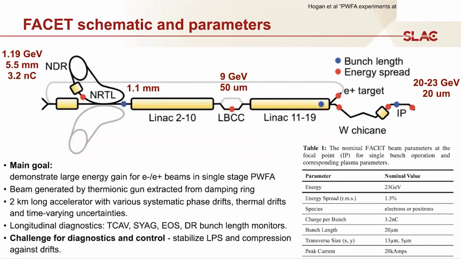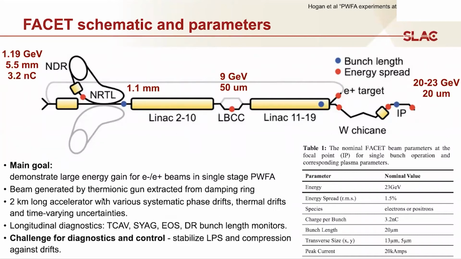Firstly, I'll describe in a little bit more detail the FACET schematic, because for those of you who are not familiar, this diagram may seem a little confusing. The FACET facility was a 2 kilometer long LINAC, which accelerated the bunch from a thermionic cathode here all the way to 20 GeV through these bunch compressor modules and the final W chicane to the interaction point here. The main goal for this facility was to demonstrate large energy gain for electron and positron beams in a single stage plasma wakefield accelerator.